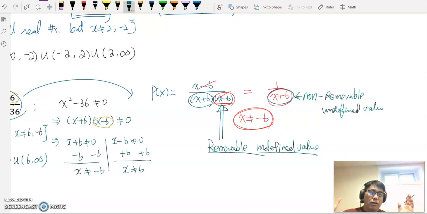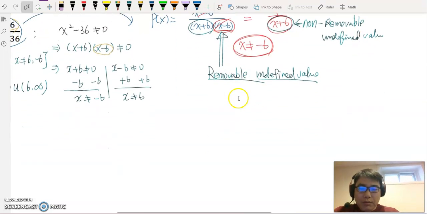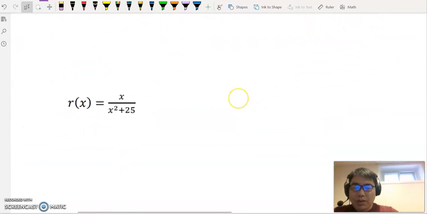So please don't be confused. When you determine the domain, no matter what, we can factor out and cancel out whatever, we always take care of all the values from the denominator. That's the key point. Okay. So then, last question here.